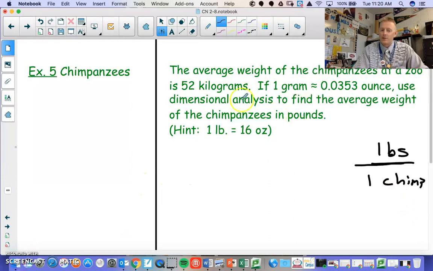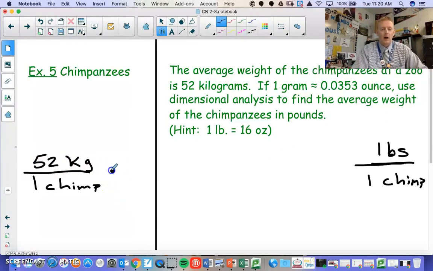So if we start with one chimp, I'm going to put the chimp on the bottom because at the very, very end, I'm coming across to have one chimp. So I want to make sure that's on the bottom to start. And kilograms is what one chimp weighs. So there's 52 kilograms for a chimp. Now, if you remember back to science class when you first learned this, there are a certain number of grams in a kilogram. So we're going to use our abilities to change those dimensions.